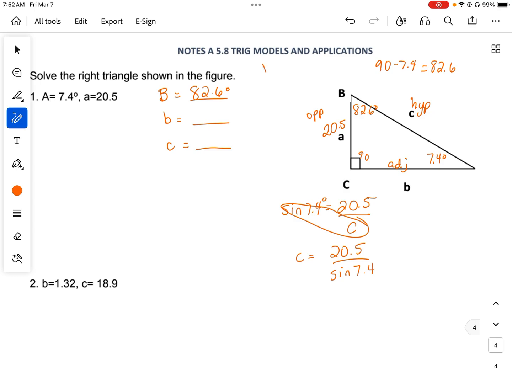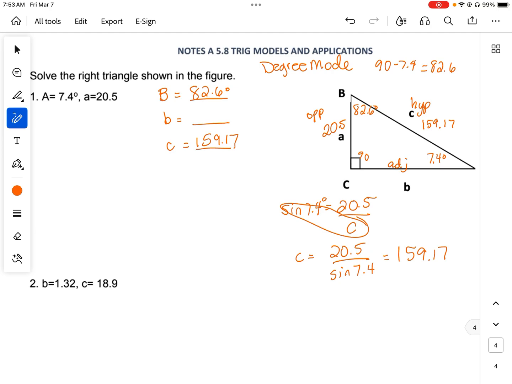So we're dealing in degrees, so make sure you are in degree mode. And you'll put this in the calculator. And it comes out to be 159.17. And it's a length, so we are not going to put degrees on there. So this was c, 159.17.